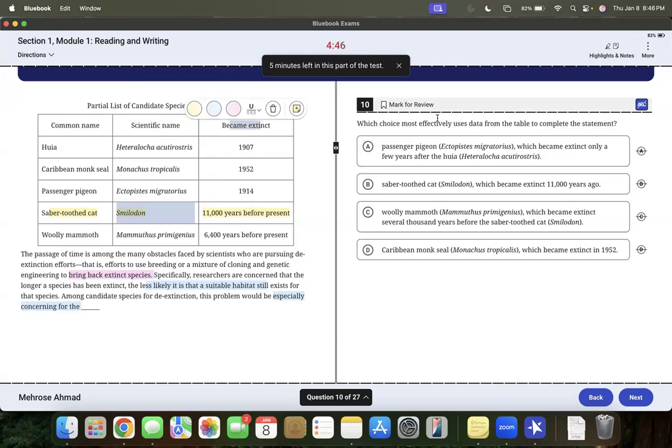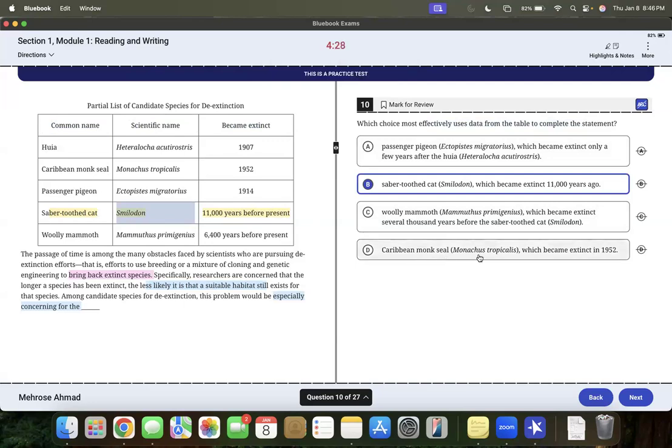All right, which choice uses data from the table to complete the statement? Well, I did that already, and now I want to double check my work. So B makes the most sense, but I would recommend that you check your work, because if you have an understanding of the passage, this should be relatively fast.